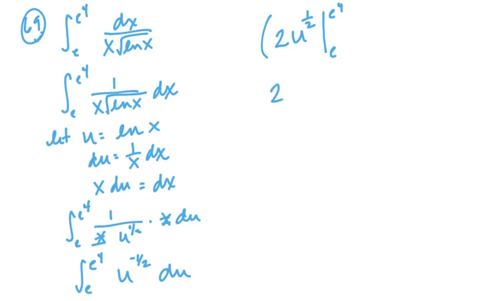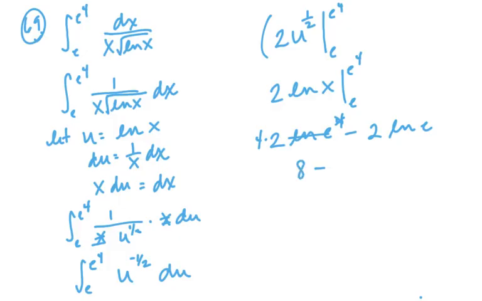So we have 2. Now our u is ln of x. And we're going from e to the 4th. So we have 2 ln of e to the 4th minus 2 ln of e. Now remember this 4 can move down here by properties of logarithms. And then ln of e is the number 1. So we have 8 minus 2, since ln of e is the number 1. So this gives us a total of 6.